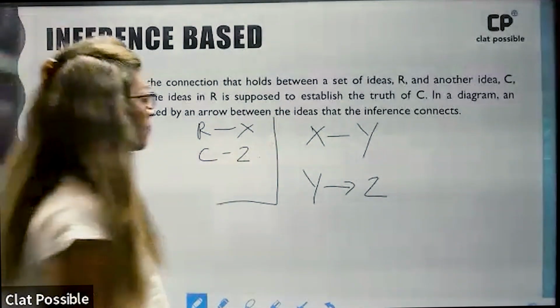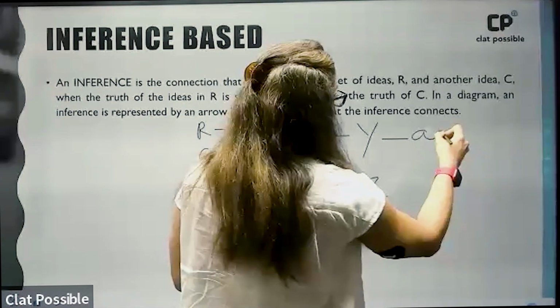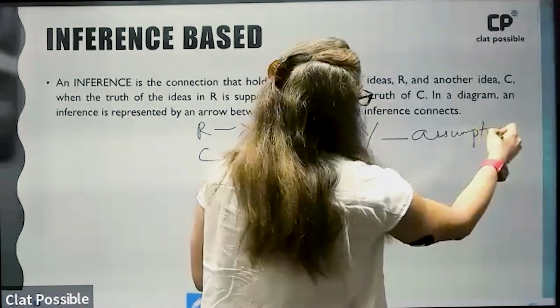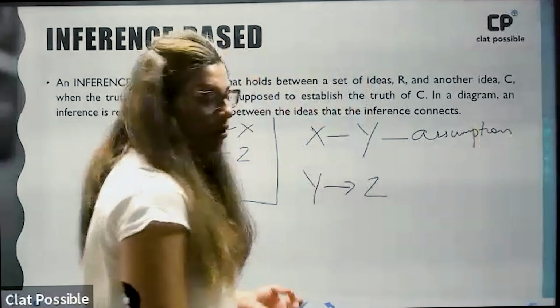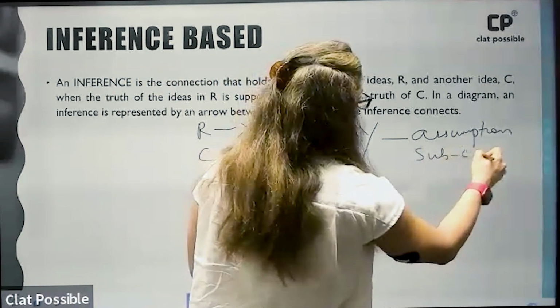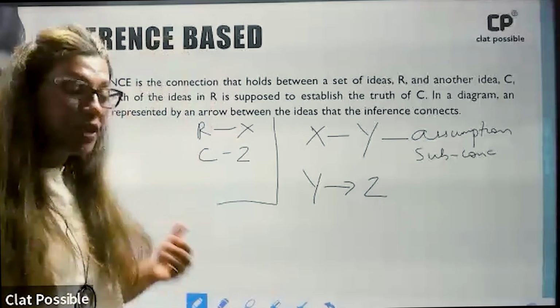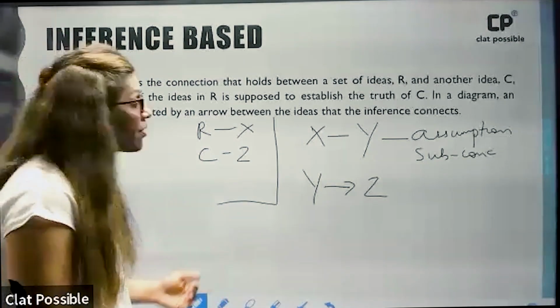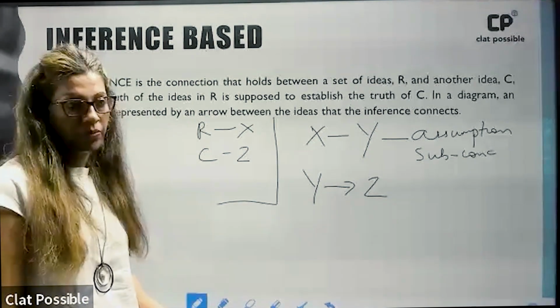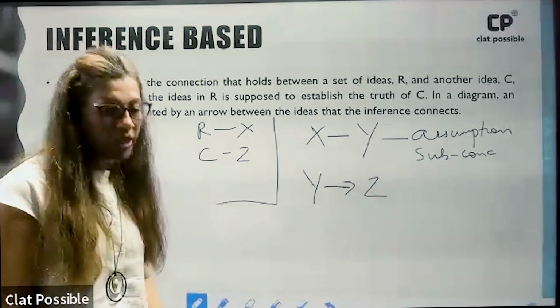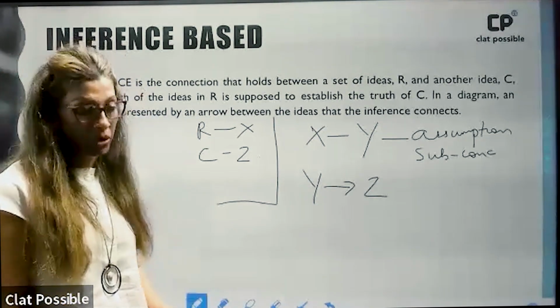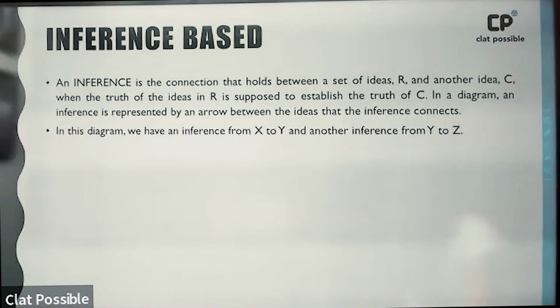Now, this inference can manifest itself as an assumption, and it can feature as an assumption answer, or it can be a sub-conclusion or intermediate conclusion. So if it is written, it becomes the sub-conclusion. If it is not written, then it becomes the assumption. This is what I just told you, X to Y and then from Y to Z. So there is a relationship between X and Y and there is a relationship between Y and Z.